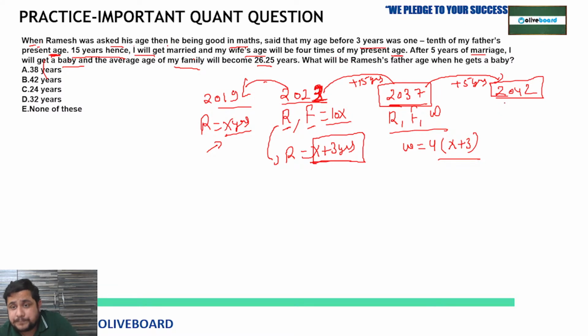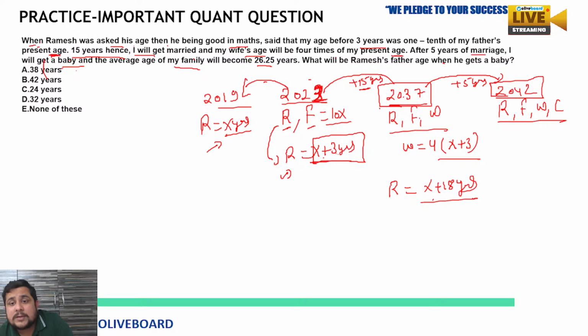Now see, in 2042, after 5 years of marriage, I will get a baby. So there will be four members now: Ramesh, father, his wife, and child. I hope you all are getting it. Now in 2037, Ramesh's age will be what? In 2022 it was X plus 3. So X plus 3 plus 15 years, so X plus 18 years during his marriage. Now if I talk about father, no need to solve this now, but I am taking this data for you all so you will better understand this.